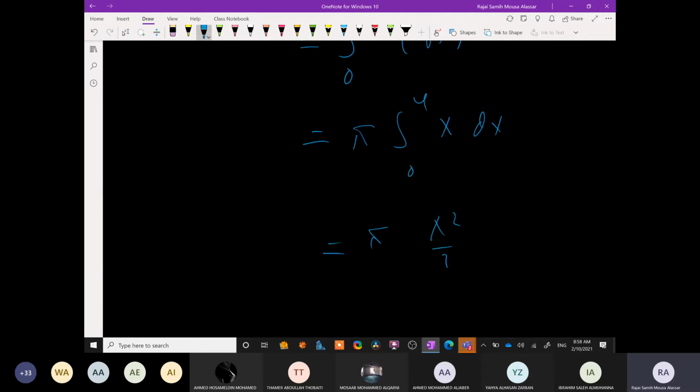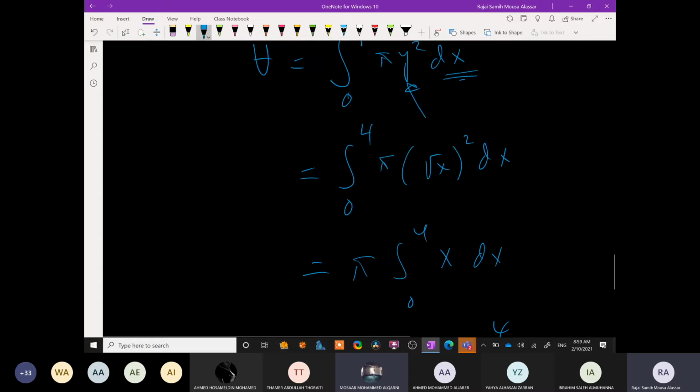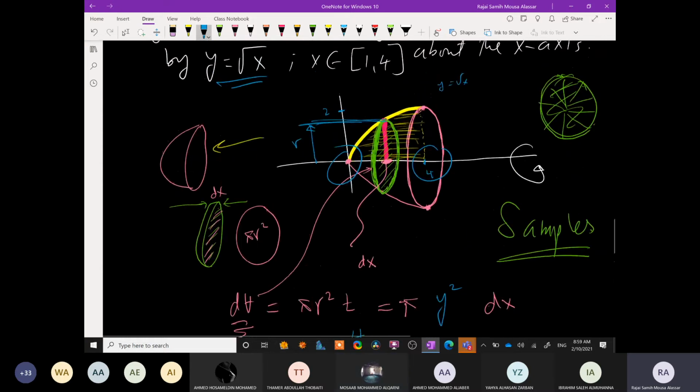x squared over 2 from 0 to 4. So what do you get? Any idea what you get? 8 pi. Yes, right.